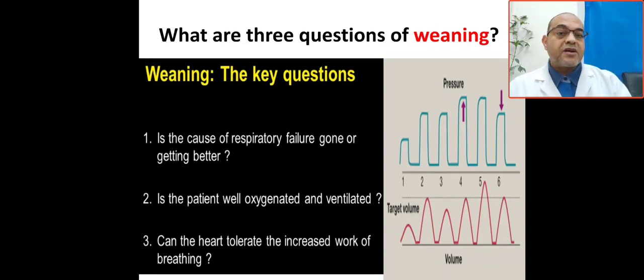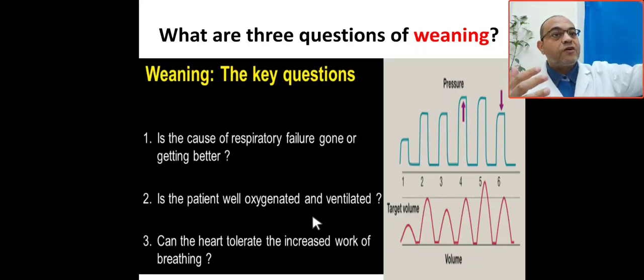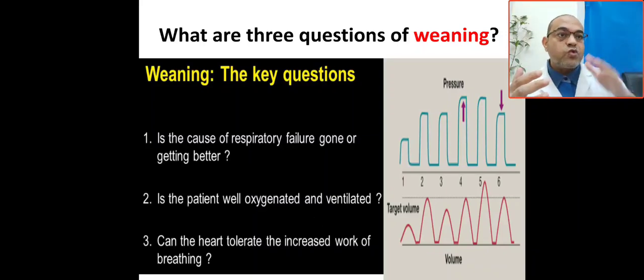The second question actually is, is the patient well oxygenated and ventilated? What does this mean? Oxygenation and ventilation again. Oxygenation, ventilation. So how much FiO2 does the patient require? As we know, if you are going to wean this patient, if the oxygen is more than 50, you have to wean by 10. If less than 50, you have to wean by 5.